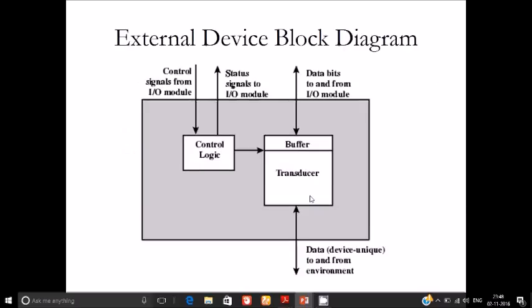This is the external device block diagram. As you observe, here we can see the control logic, buffer and translator, the status signals, the control signal coming in, and the data signal moving out. Here are all the data bits. From this I get an idea about the block diagram of the external device.